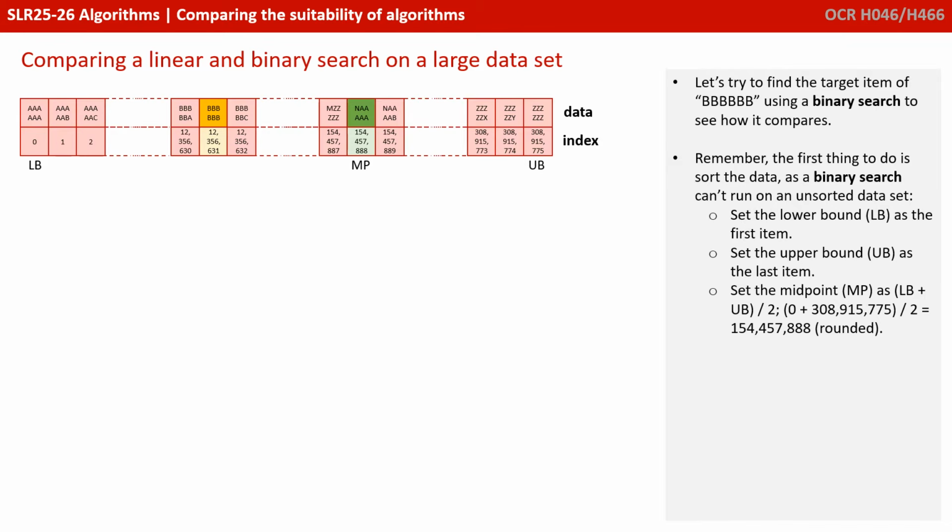Let's try to find the target item of 6 Bs using a binary search to see how it compares. Now remember, the first thing to do is sort the data, as a binary search can't run on an unsorted data set. Then we set the lower bound as the first item, and we set the upper bound as the last item. And we set the midpoint as the lower bound plus the upper bound, and do an integer division of 2.